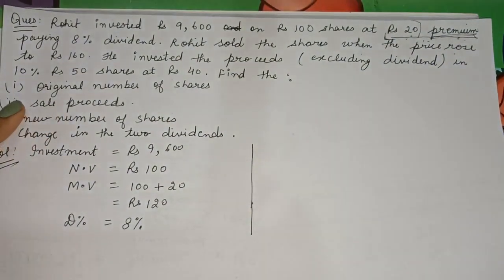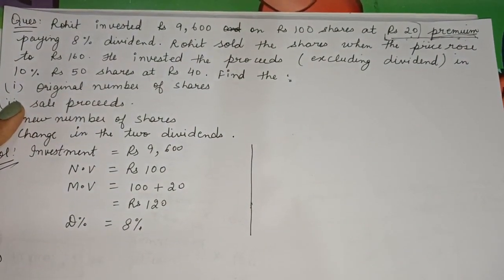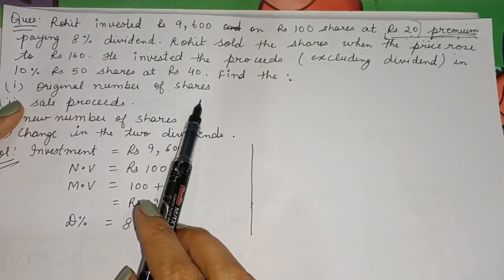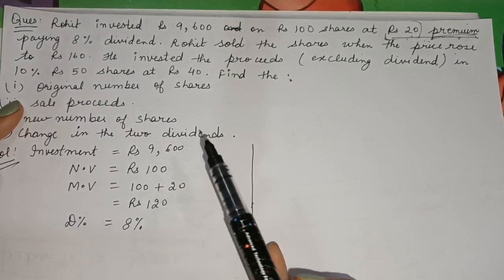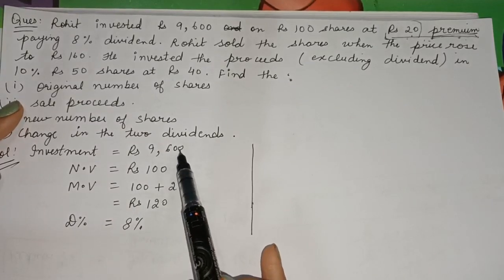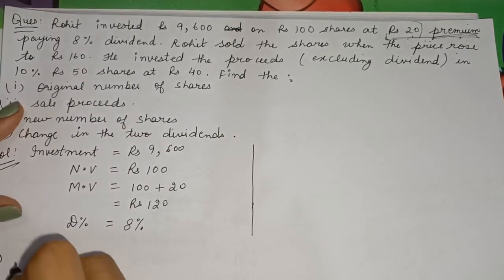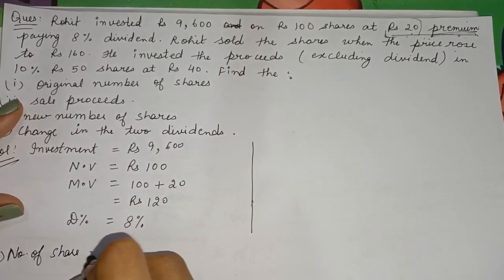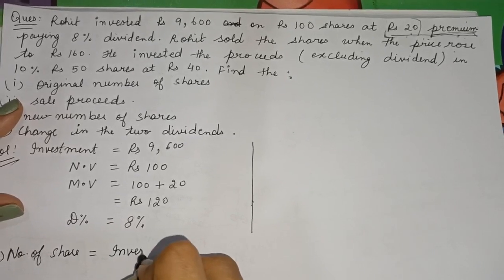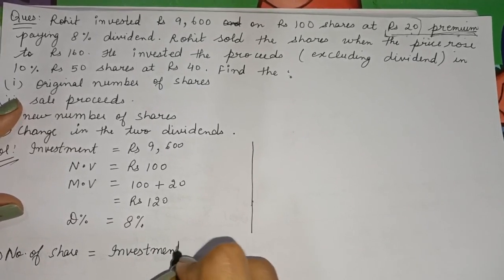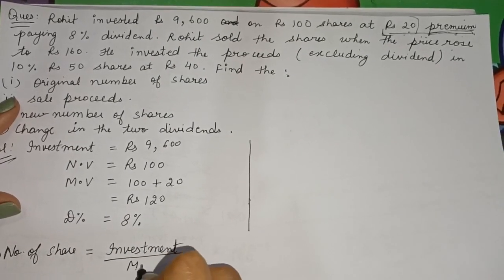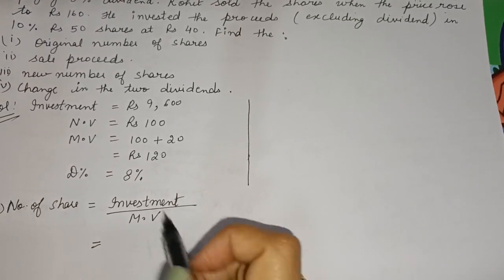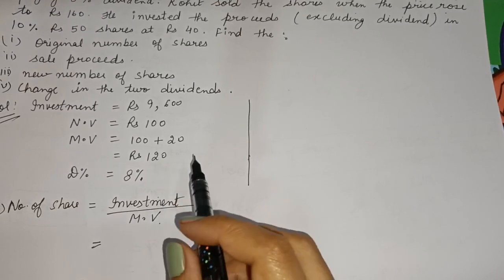Okay, so I'll write the other things. First of all, let's see what we have to find in the first part. In the first part, we have to find the original number of shares. For finding the number of shares, I need investment and market value. What is the formula of number of shares? Two formulas are there, but this formula will help us here. Number of shares is equal to investment upon market value, because both the things are given to us.